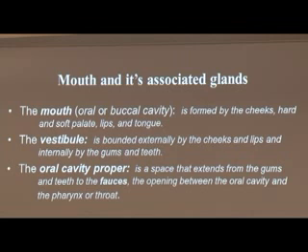And associated with our mouth, we have some specialized organs, associated glands that we're going to talk about. So the mouth itself is formed by our cheeks to the side. The top of our mouth, the front of our mouth has bone. So the part that's in front on top of our mouth is called the hard palate.